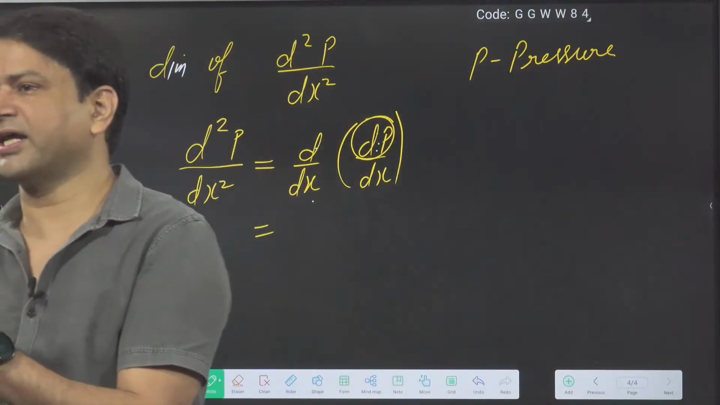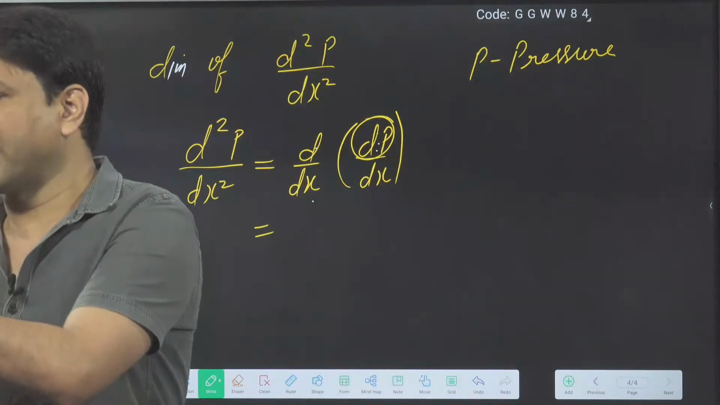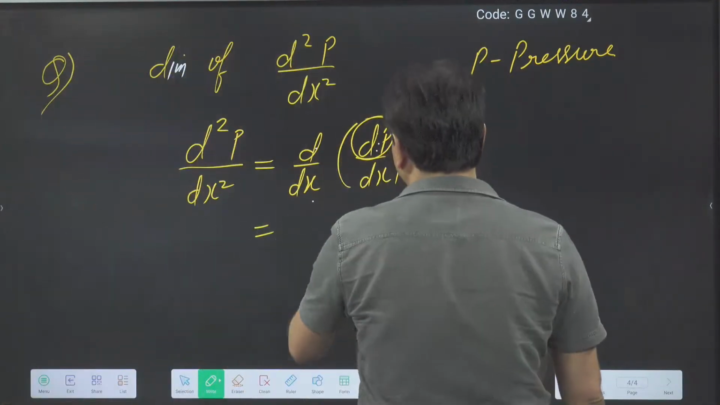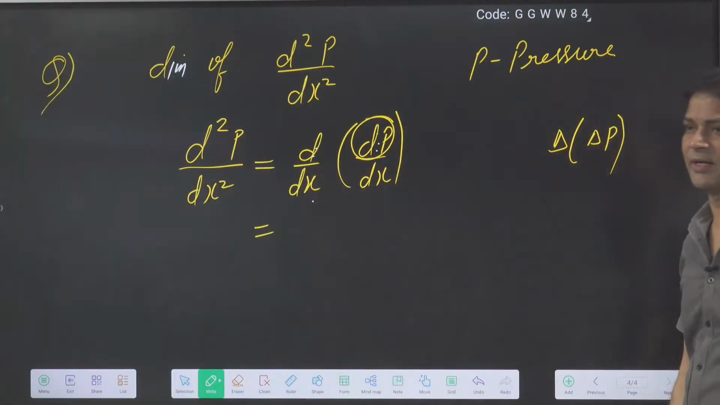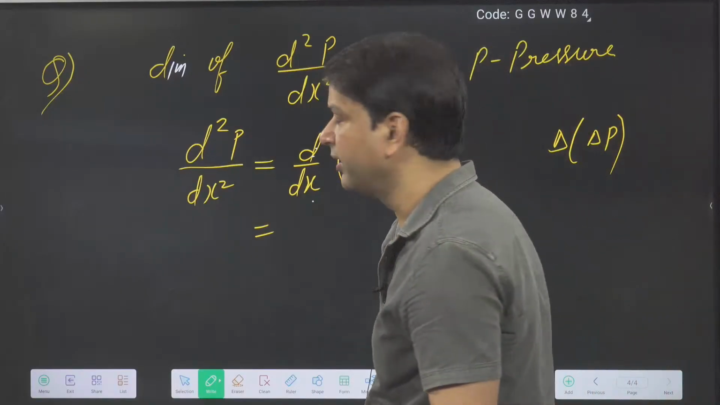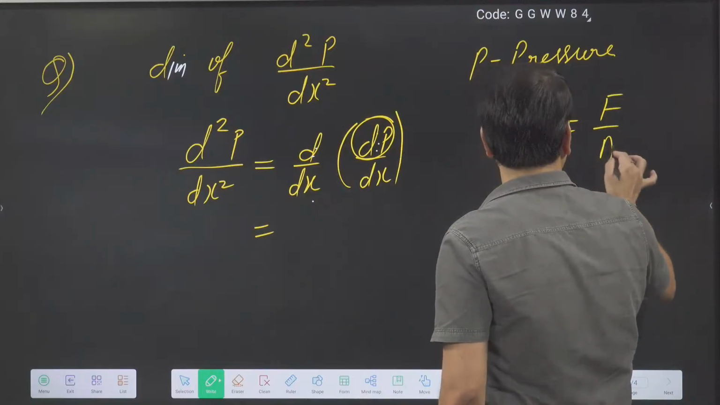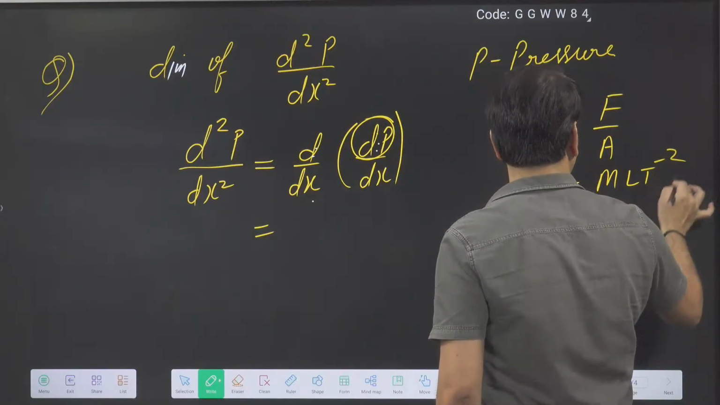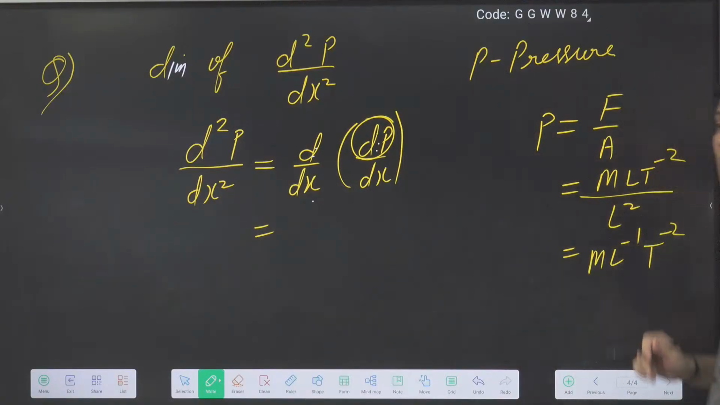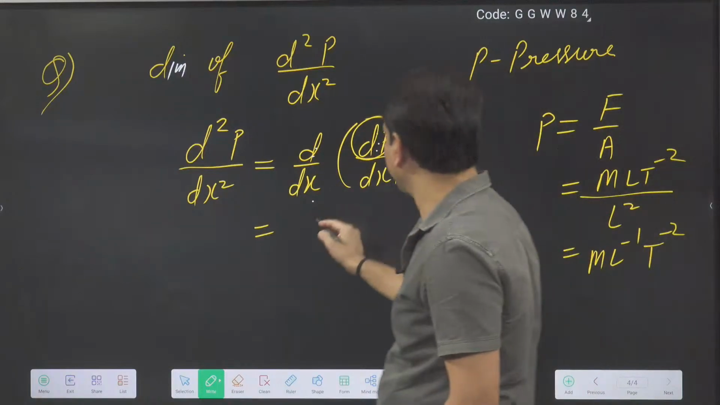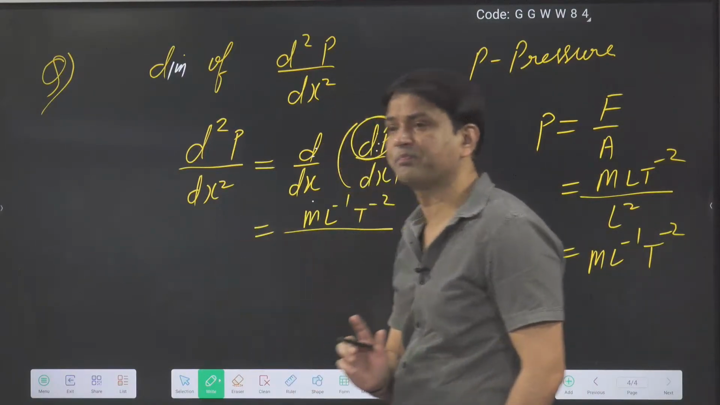So the numerator is delta of delta p, which ultimately is a pressure. Everybody knows the pressure dimension. Are you all getting it? So the numerator is the pressure. And what is the pressure dimension? Pressure is force upon area. Force is M L T minus 2, area is L square. Already I said this and I think you remember also. It is M L minus 1 T minus 2. So the numerator dimension is M L minus 1 T minus 2, the dimension of pressure.